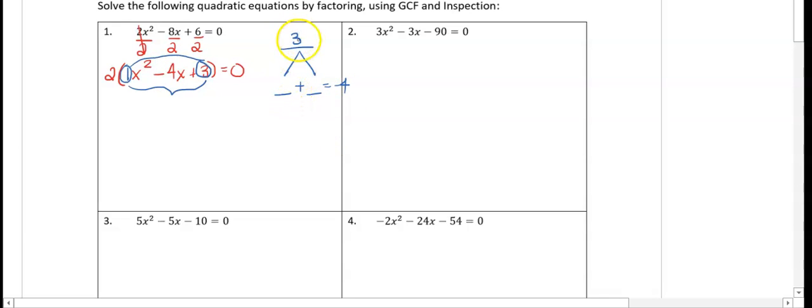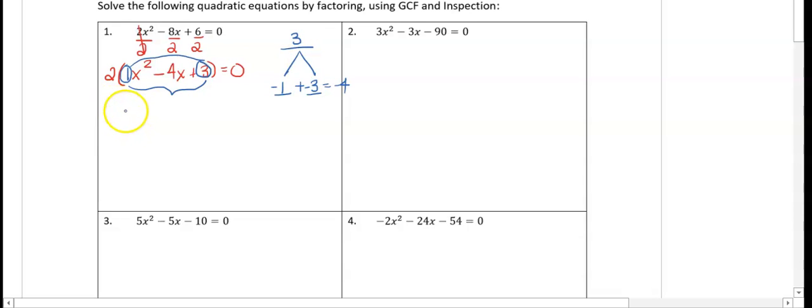So now I have to figure out everything that I can multiply to get 3. And really, that's quite easy. It's just 1 and 3. So I have 1 and 3. Well, 1 plus 3 doesn't equal negative 4, does it? So maybe try negative 1 and negative 3. Negative 1 plus negative 3 gets me negative 4, and negative 1 times negative 3 does equal 3. So I'm set with that.